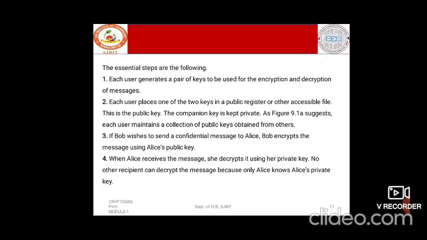Now, let us take a closer look at some of the essential elements of this public key encryption scheme. There is some source A that produces a message in plaintext, X = [X1, X2, ..., XM]. The M elements of X are letters in some finite alphabet. The message is intended for destination B. B generates a related pair of keys: a public key, denoted PUb, and a private key, denoted PRb. PRb is known only to B, whereas PUb is publicly available and therefore accessible by A.